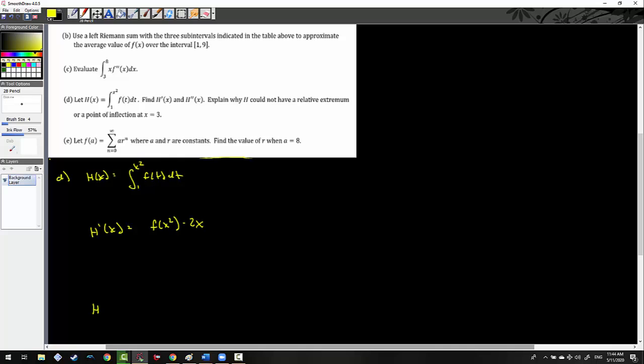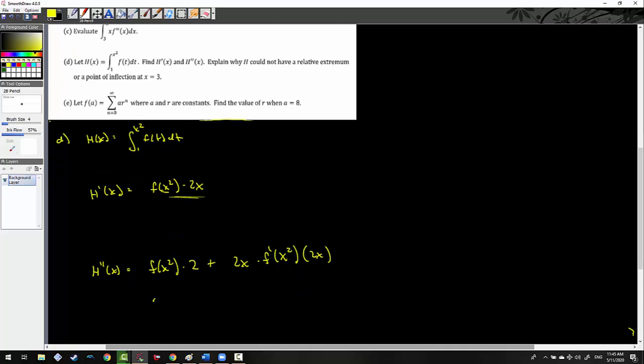And then h double prime of x is going to be a little bit of product rule in my life and a little bit of chain rule by my side. So that's going to be first unchanged times the derivative of the second plus second unchanged. So that's going to be 2x times the derivative of the first. So f prime of x squared times 2x. I'll go ahead and simplify the second derivative just to make them a little cleaner. So 2f of x squared plus 4x squared f prime of x squared. Whoops. Squared.